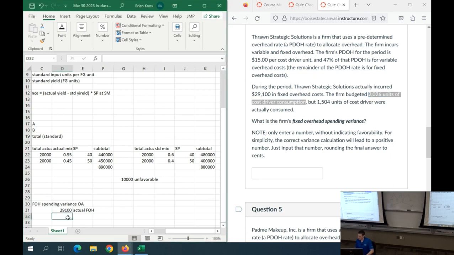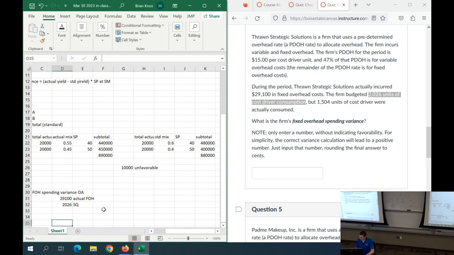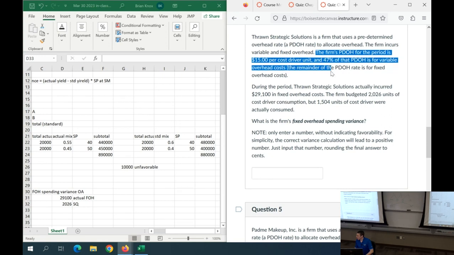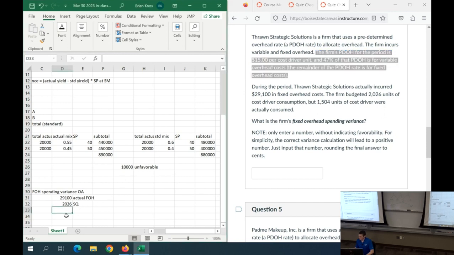So that's going to give us our static budget. So we have 2,026 budgeted. It's called standard quantity. The names have changed, but it equals the same thing. It's the same function there. And we can take this PDOH and figure out how much of it is the PDFOH, predetermined fixed overhead rate. So we have $15 is our PDOH.